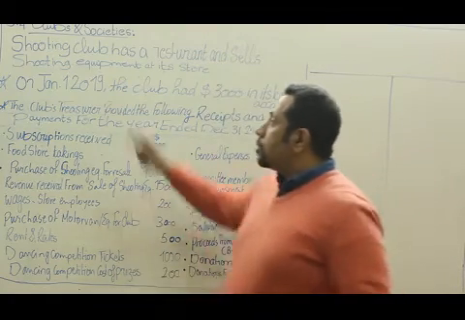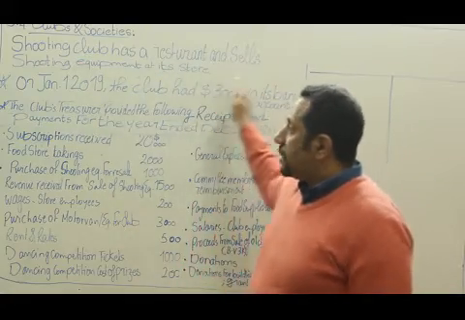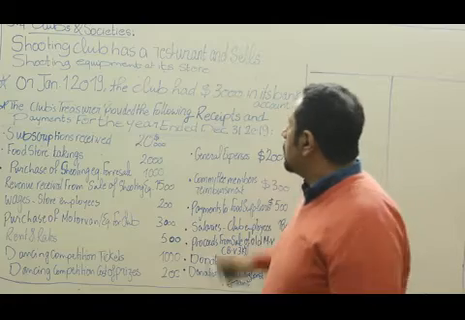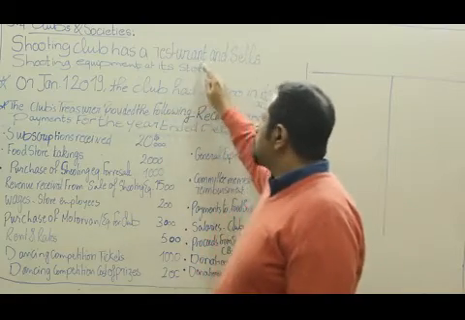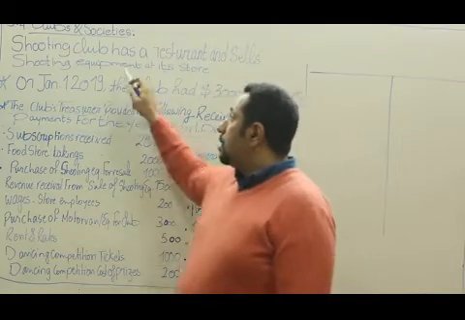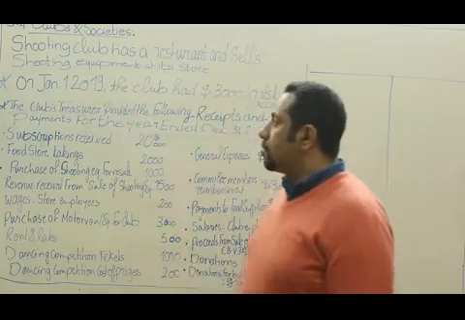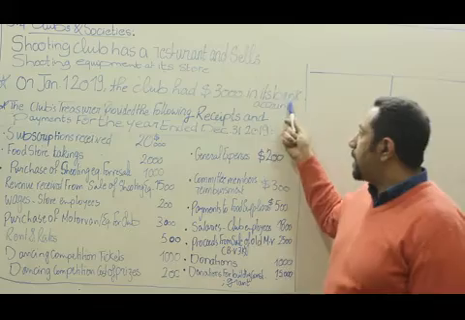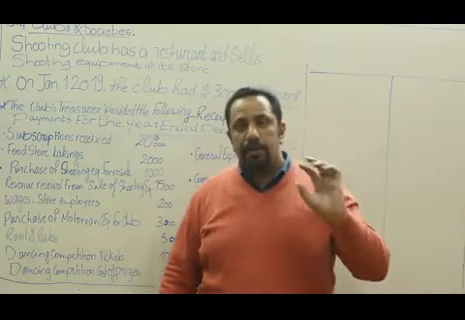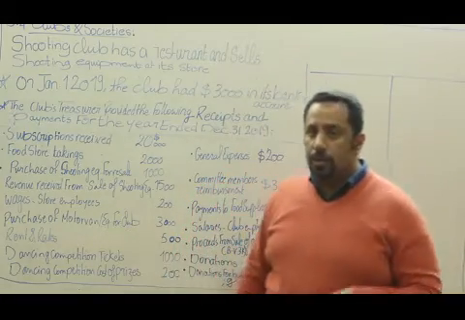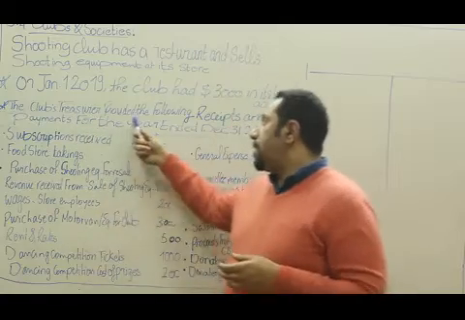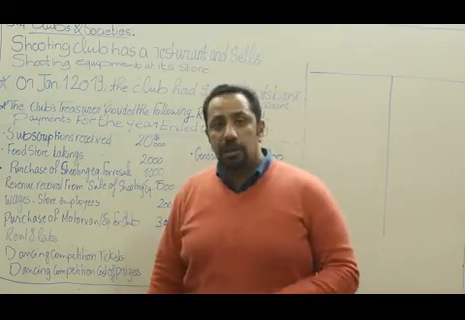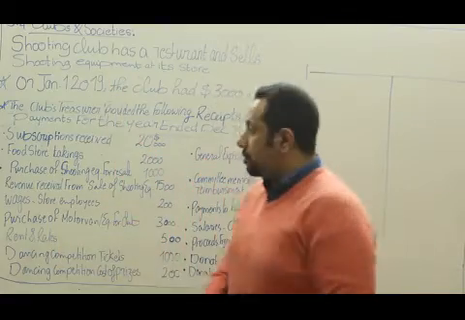Shooting club has a restaurant and sells shooting equipment at its store. You can simply figure it out here that the club has two activities, a restaurant and a store that sells shooting equipment. On January 1st, 2019, the club had $3,000 in its bank account. This is the opening balance for the receipts and payment account. The club treasurer provided the following receipts and payments for the year ended December 31st, 2019, which were as follows.